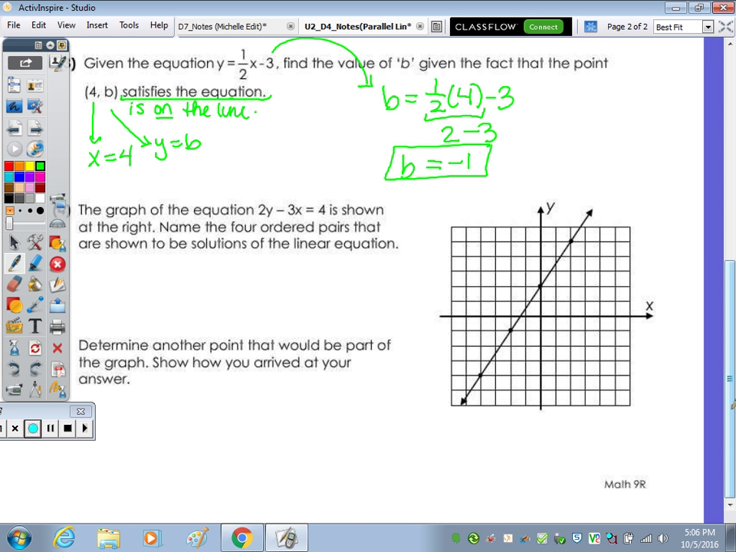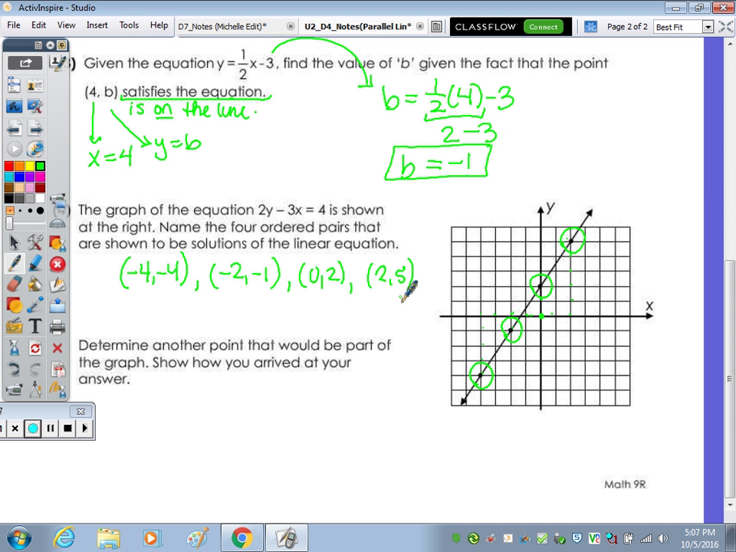Number 4, and last one. The graph of the equation 2y minus 3x is shown to the right. Name the 4 ordered pairs that are shown to be solutions of the equation. So those are all the points where we have a dot on the line. We have 4 dots that are actually marked. So those points from left to right, I'll write them over here: negative 4, negative 4. As we're moving from the origin left 1, 2, 3, 4, down 1, 2, 3, 4. The next one is left 2, down 1. So that would be negative 2, negative 1. The one to the right, we didn't move left or right, so that's 0, but up 2. And then 2, up 1, 2, 3, 4, 5.